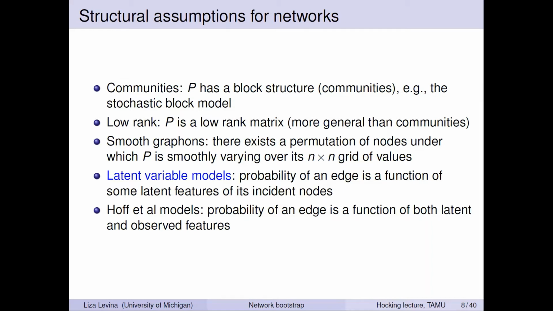There's a whole different line of work assuming smoothness under some suitable arrangement of nodes. What I'm going to focus on today is latent variable models. That's a fairly general class of models. It does include a lot of the low rank and communities models as special cases, so it's a bit more general. And this is just saying there's some latent variable associated with each node. We don't observe it. We don't know what it is. But the probability of an edge is a function of the latent variables of the two nodes that form this edge. And then there's another class of models I just want to mention, developed by Peter Hoff and his co-authors over the years, which take both latent and observed features together as input. I'm just going to stick to latent features because I just observed the network for this purpose.